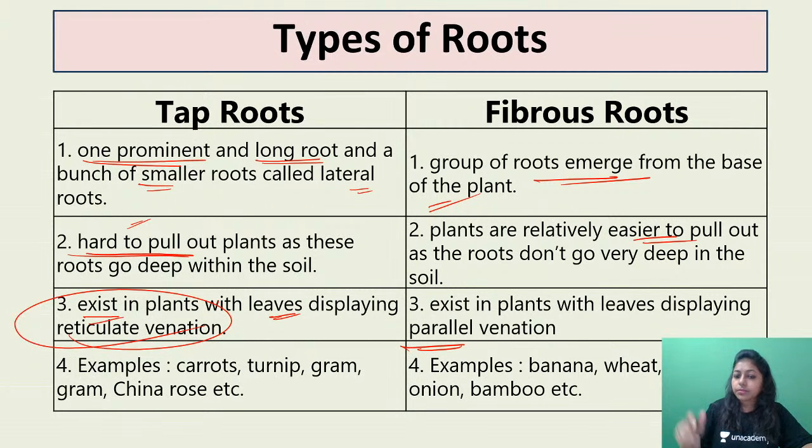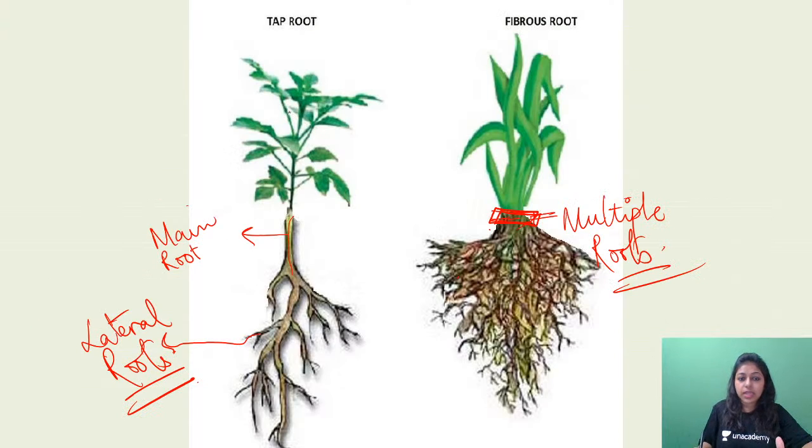So now we have various examples of taproots and fibrous roots. Now look at this. The taproot has one main root and so many roots arising from that one main root, which are lateral roots. And it goes very deep into the soil, so you cannot actually pull it out easily. That is again an important thing.